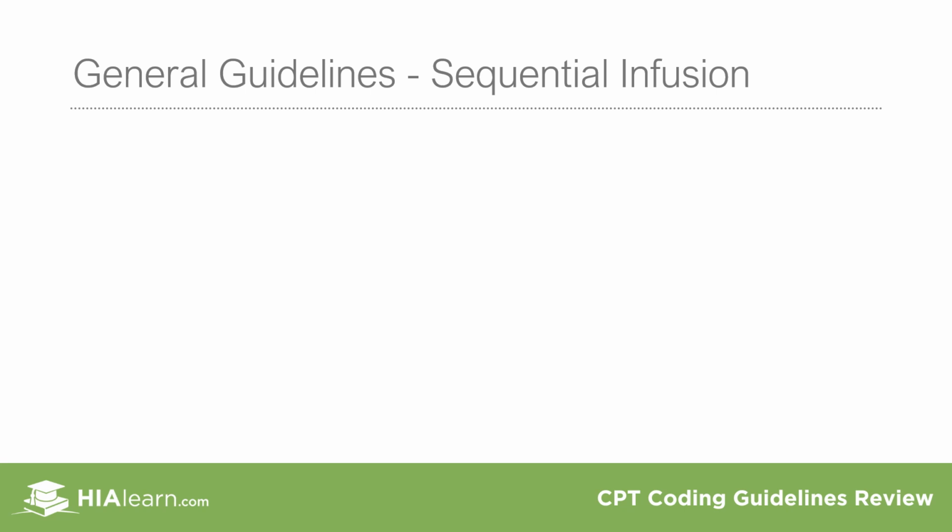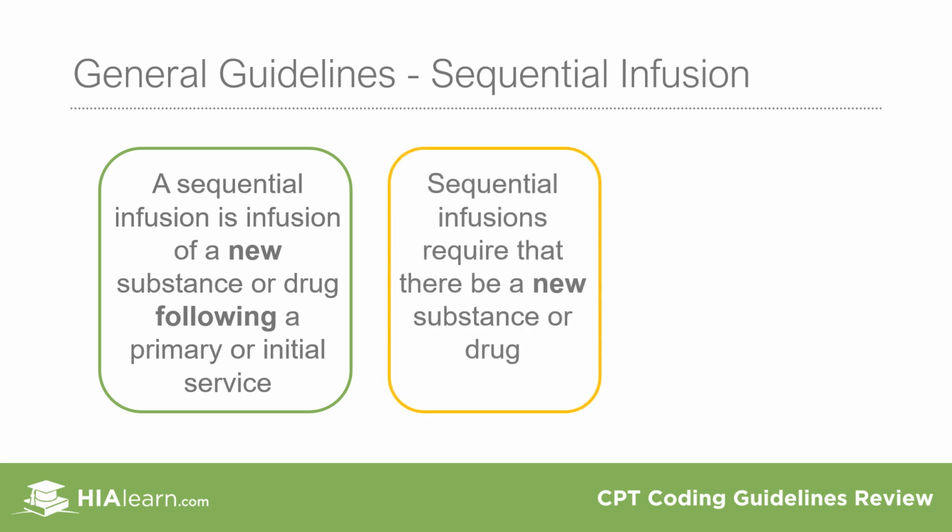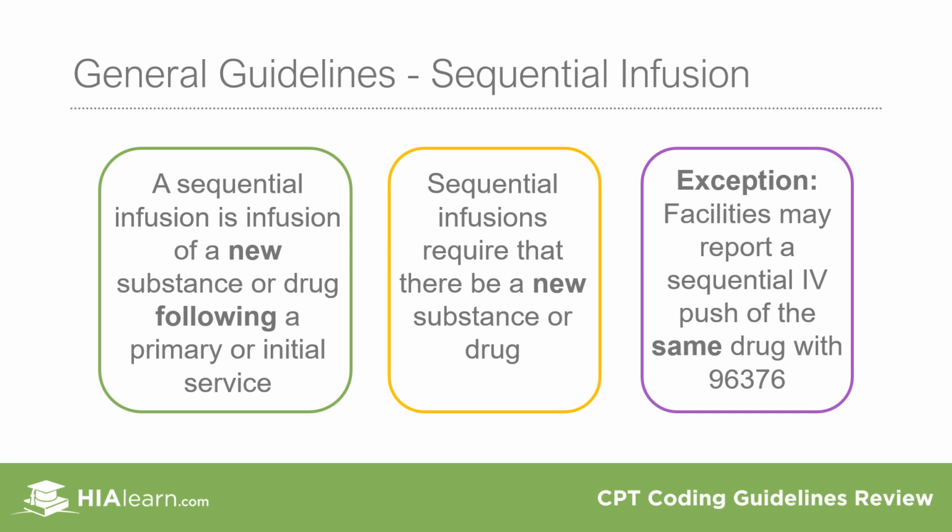Sequential infusions are infusions of a new substance or drug, following administration of the primary or initial service. In nearly all cases, a sequential infusion requires that the substance or drug administered is new. There is one exception to this requirement for a new substance or drug, which is that facilities may report sequential IV pushes of the same drug. Add-on code 96376 specifically reports sequential IV push of the same substance or drug administered by the facility.